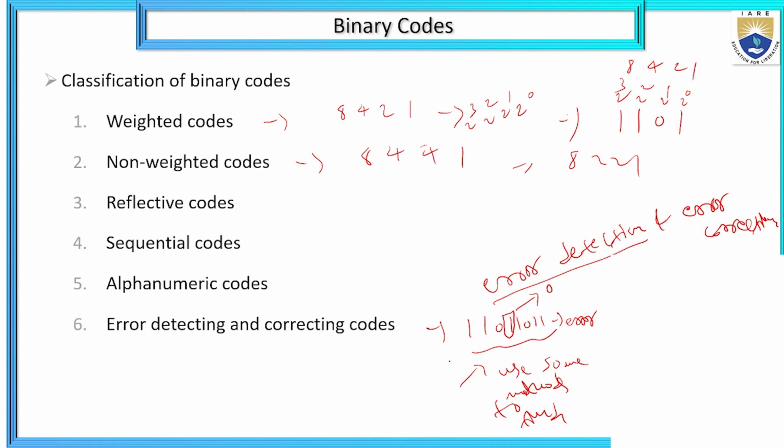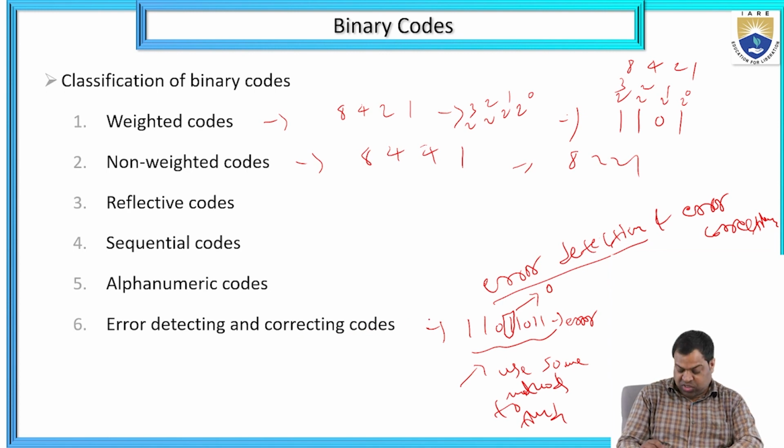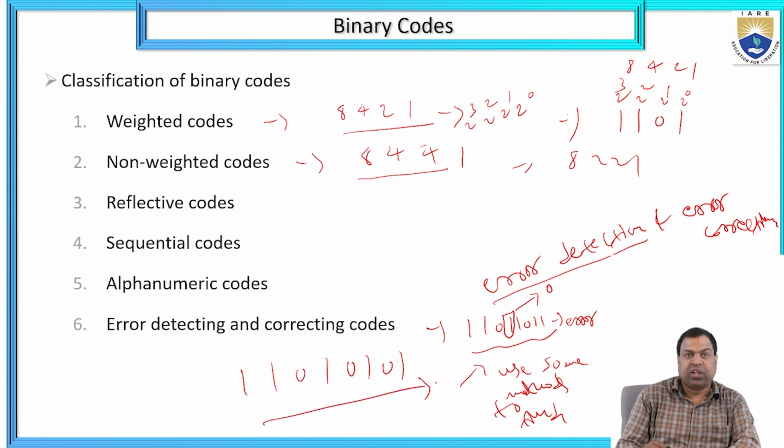And what are the classifications of binary codes? Weighted code, non-weighted code, reflective codes, sequential codes, alphanumeric codes, and error detecting and correcting codes. So these are the binary codes. Weighted code means a proper weight is applied. Non-weighted means there is no proper weight. Reflective code means one code is converted to another code. A sequence of codes is sequential. Alphanumeric codes add alphabets and numbers. And error detecting and correcting means if there is any problem in our binary code, we can detect and correct it.